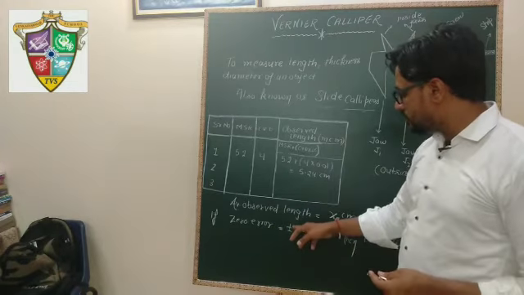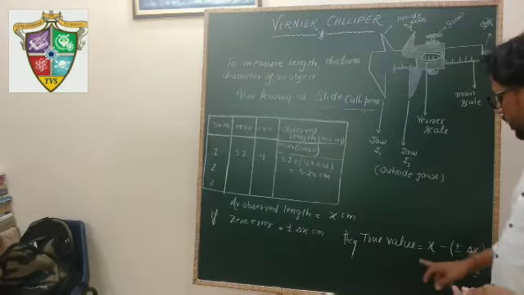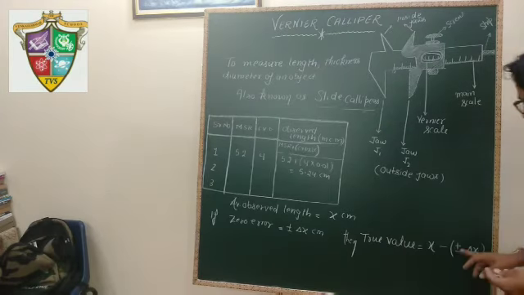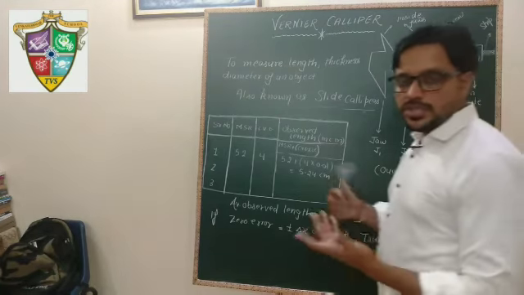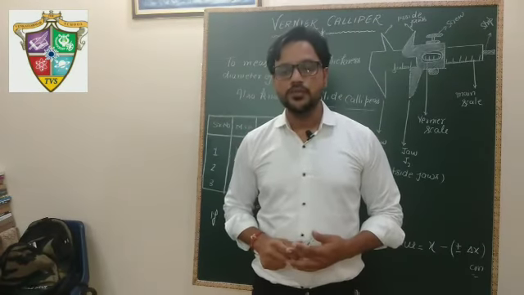So if it is plus or minus delta x centimeter, then our true value is the observed length minus or plus delta x. If zero error is positive, then we will take minus delta x. If zero error is negative, then we will take plus delta x centimeter. So this is how we can calculate the length of an object with the help of a vernier caliper.